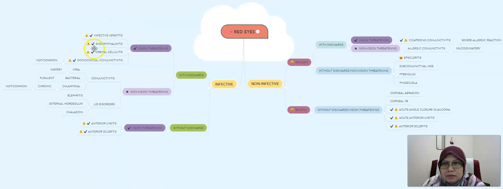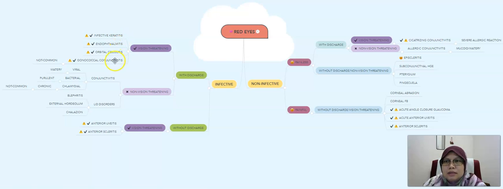Next, another cause of red eyes which is threatening the vision is orbital cellulitis. This is a bit advanced because the infection has probably gone beyond the septum, so the patient will have low vision, restrictive ocular movement, and also involvement of the optic nerve, whereby the vision is down. So this is vision threatening. It is one of the urgent red eyes.